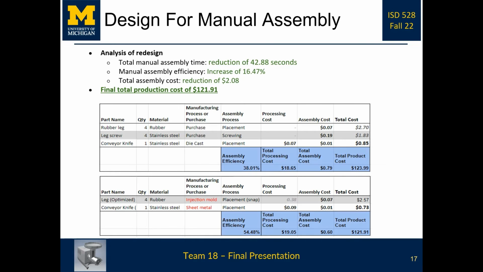Finally, the design for manual assembly analysis reveals that the total manual assembly time is reduced by about 43 seconds. The manual assembly efficiency increases by about 16.5%, and total assembly cost is reduced by about $2, giving a final total production cost of $121.91 for the product.